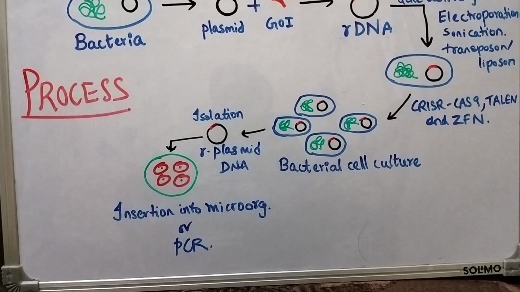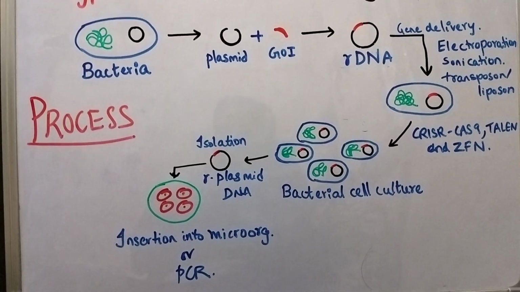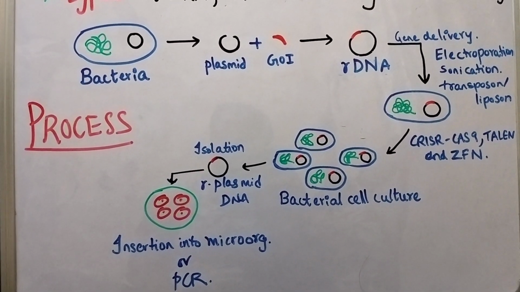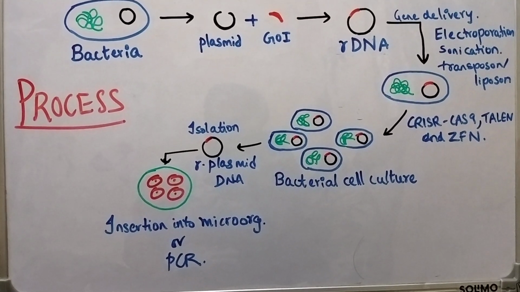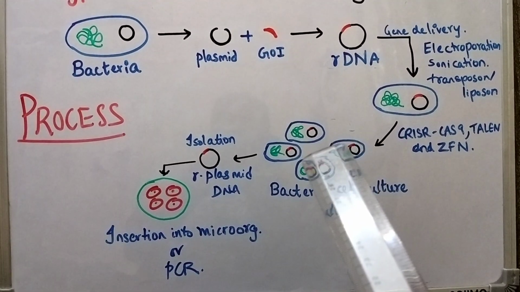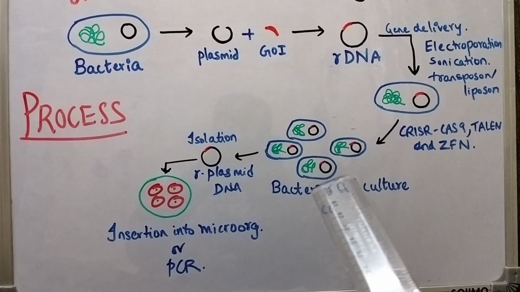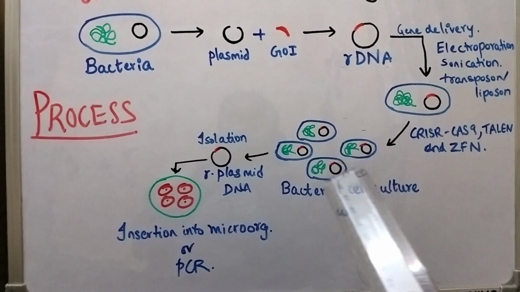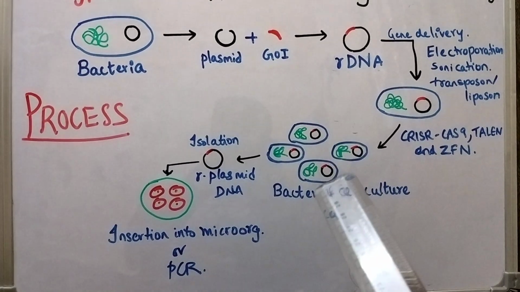In case of microorganisms, the presence or absence of the selectable markers is used to differentiate whether the cells have taken the recombinant DNA or they are still untransformed cells.